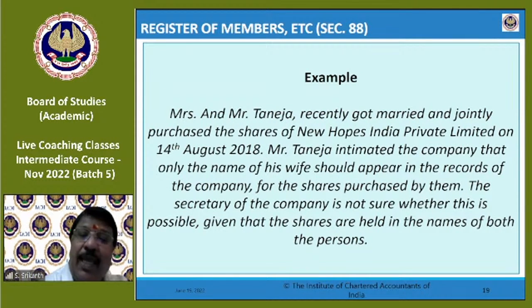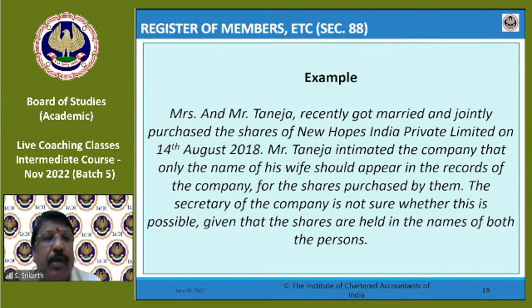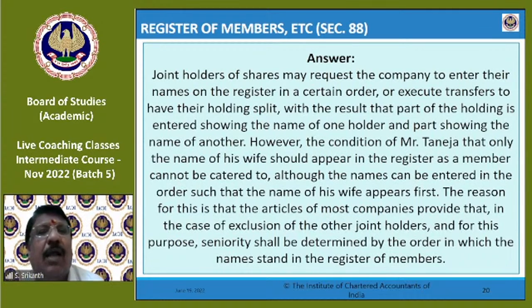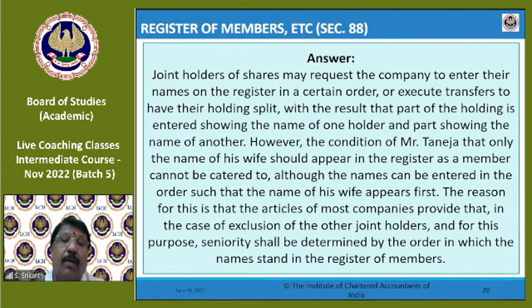Mr. Taneja can say, after marriage, I have become a slave of my wife, from now on I will do only what she says, so please put her name as the first holder. No problem. But he cannot say only the name of his wife should appear in the records. So joint holders may request the company to enter their names in a certain order, or they can even split their holdings and hold them separately. If he is holding 1,000 shares, he can give 500 to his wife and make that her share, his share. But he cannot say we will jointly hold the share and only her name should be there, because both are members.